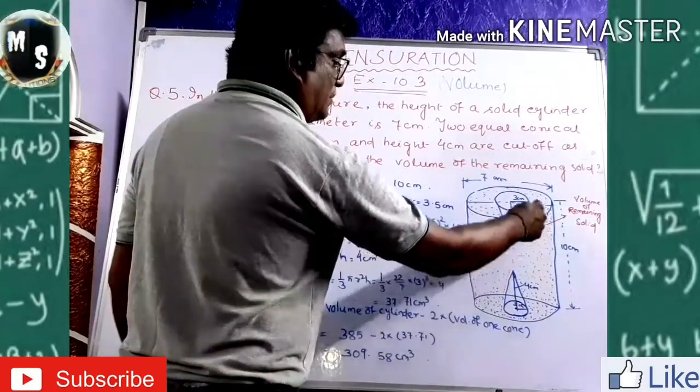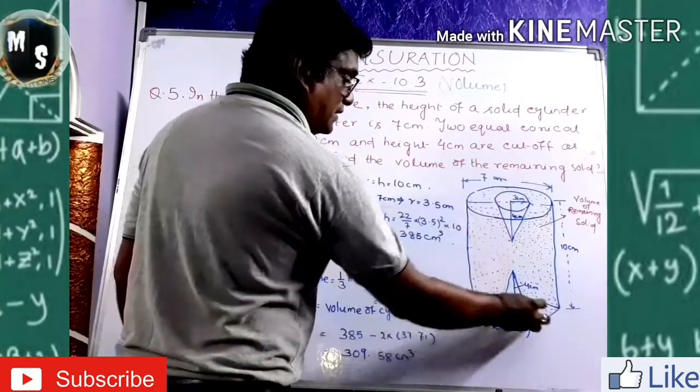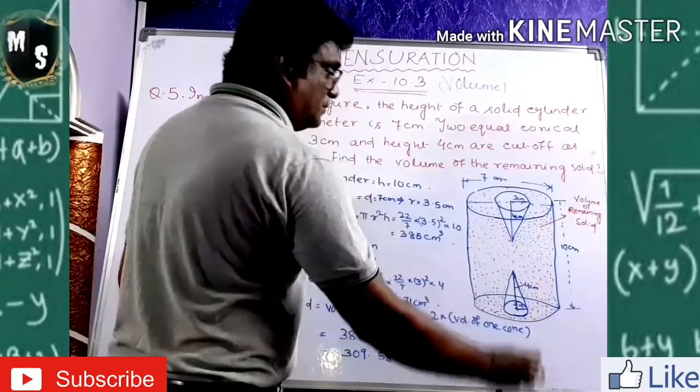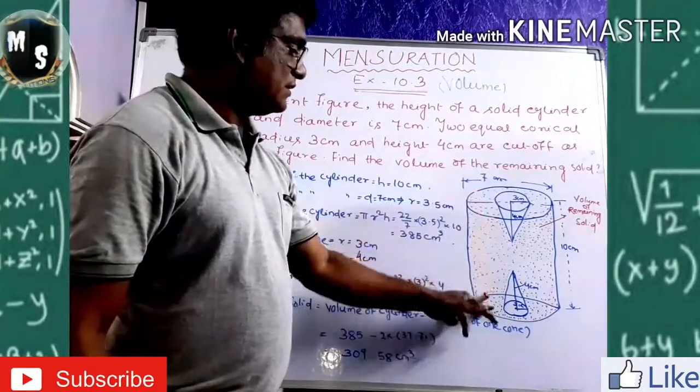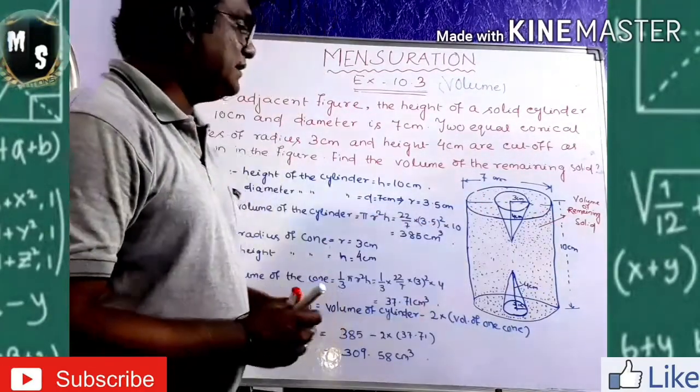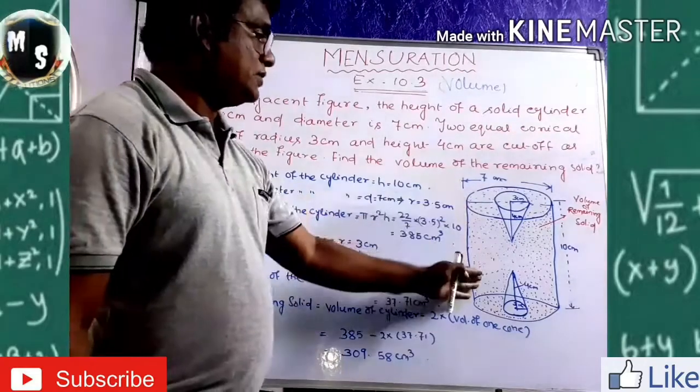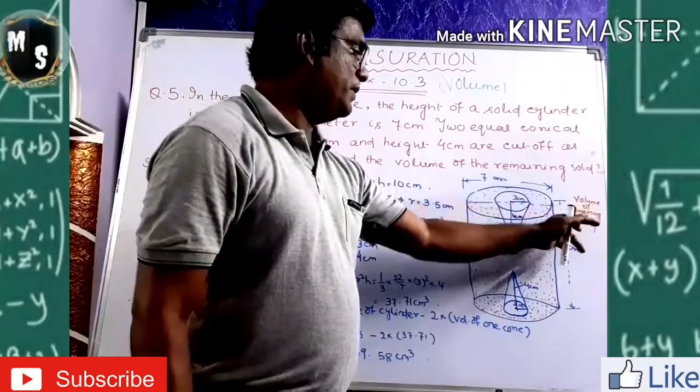You see this red dot marks. These are all the remaining solid, because you are taking this one out and taking that one out. So right now, this red part is your what? That is your remaining solid. I wrote here: volume of remaining solid.